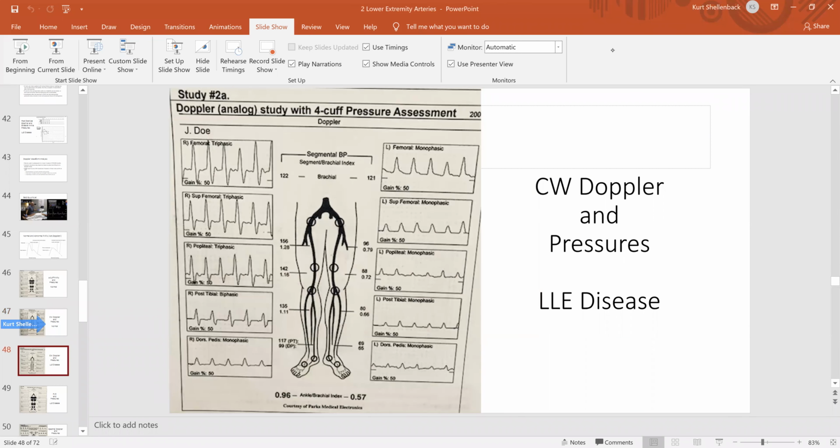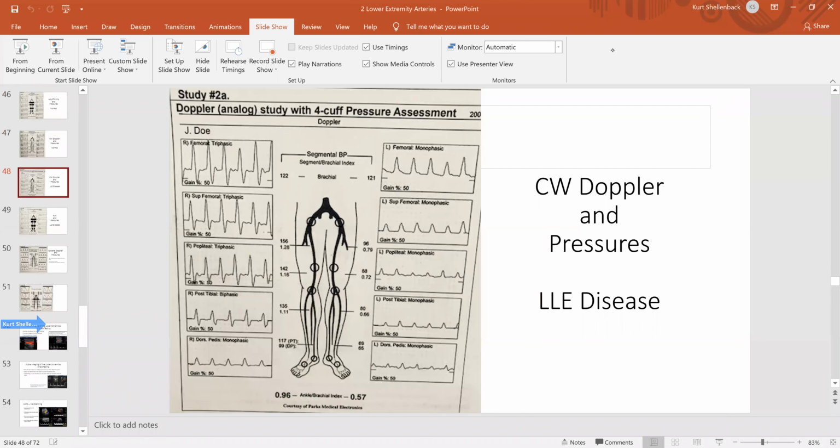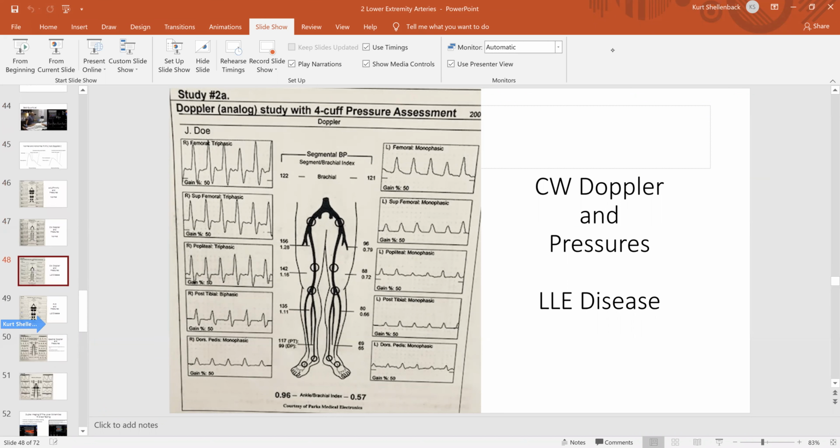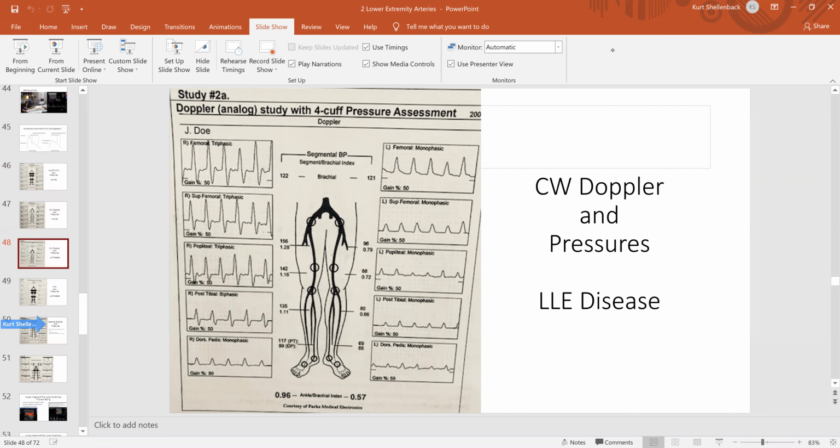Trying to go through this fast, guys, because I know that, ooh. All right, well, you don't have labs, so. Doppler analog, okay, oh my God. So an analog Doppler is even more simple. It's not even a digital Doppler.